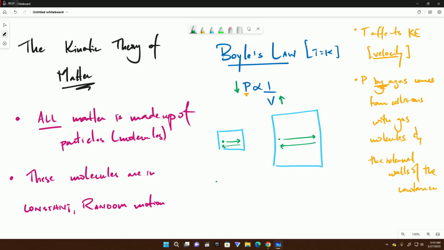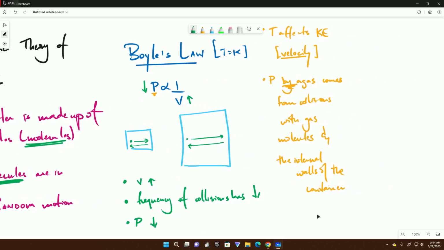So if we were to put this in a series of steps, we could say volume has been increased, frequency of collisions has decreased, and therefore pressure has decreased. And this is how we use the kinetic theory of matter, because the kinetic theory of matter is specifically focused on molecules and molecular behavior. So when using the kinetic theory of matter, we basically have to explain what happens based on molecular behavior. So this is good old Boyle.